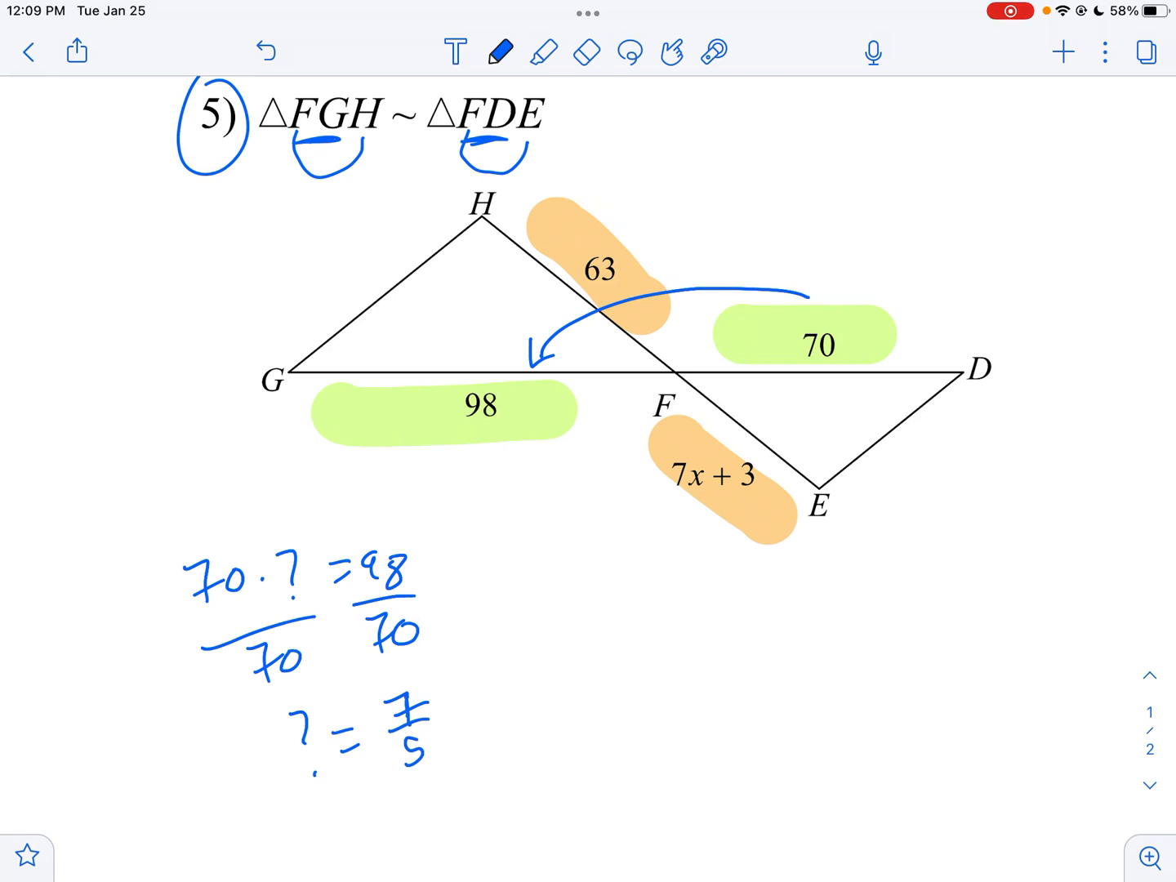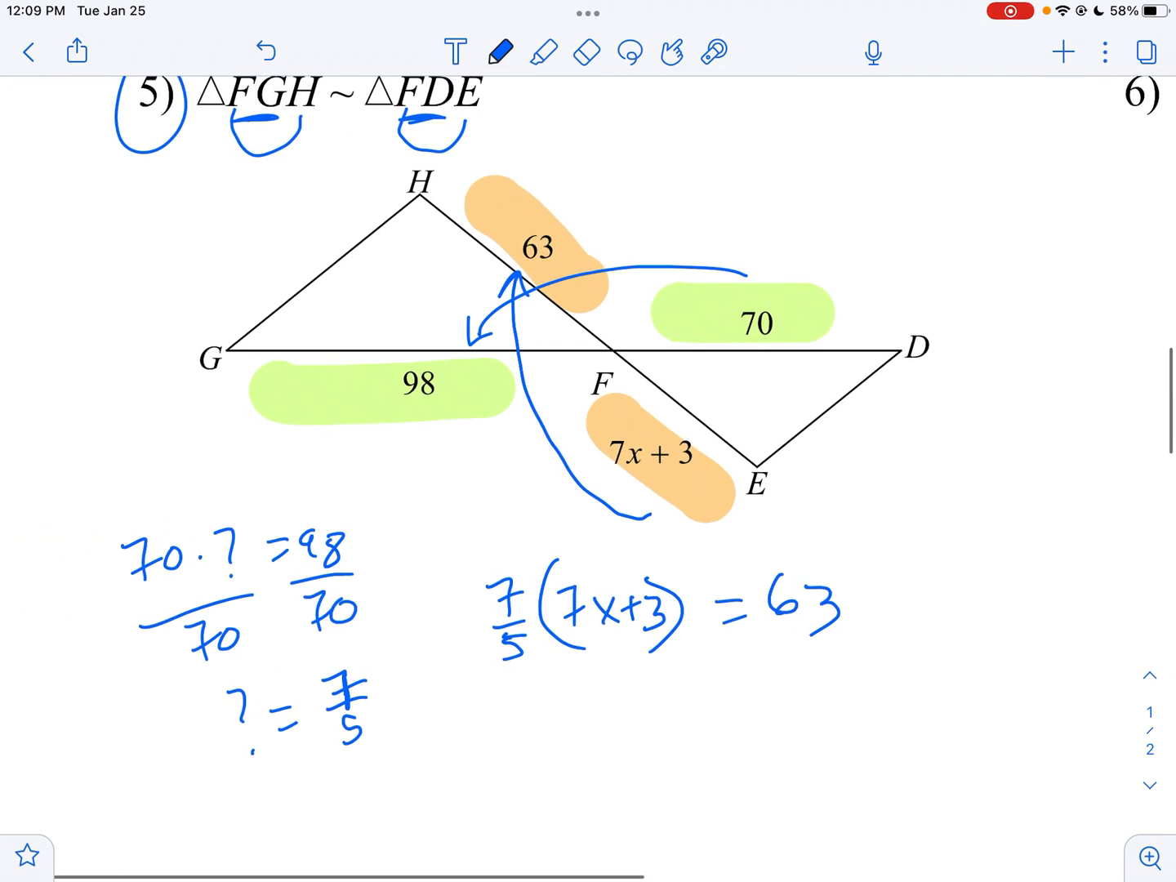That's a weird looking 7. And so we can then use this other pair. If I went small to big with my scale factor, I need to do small to big there. So if I do 7x plus 3, and I times that by 7/5, you'll get 63. So that's one equation you can set up and then solve.